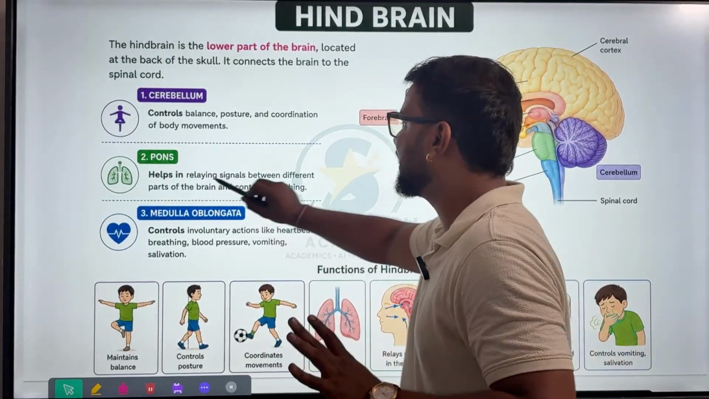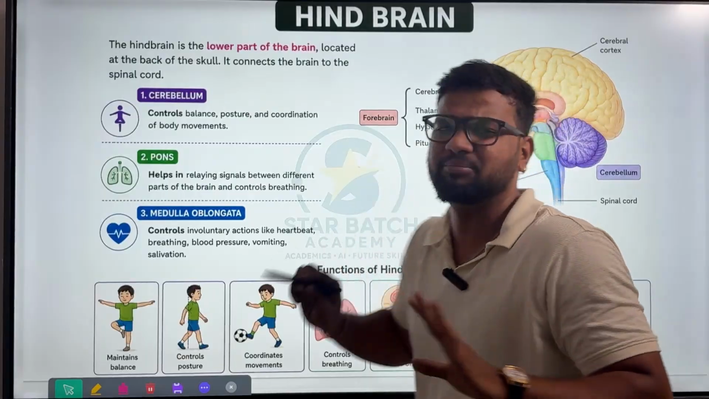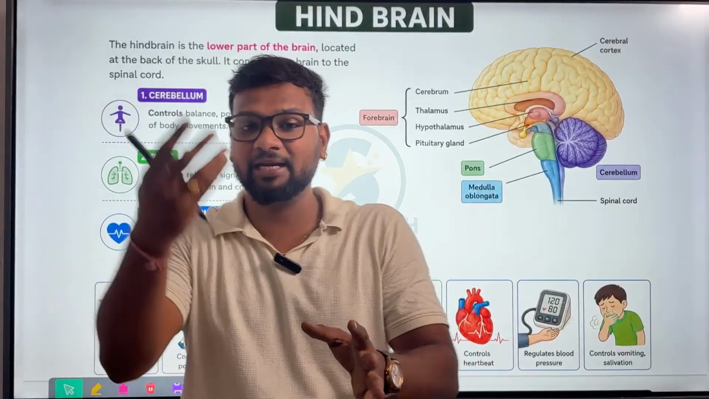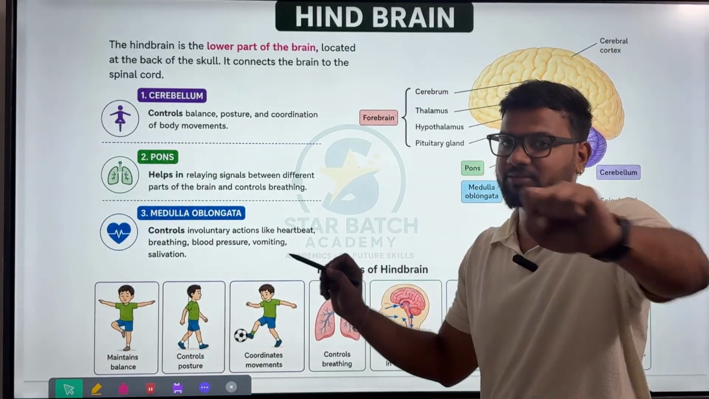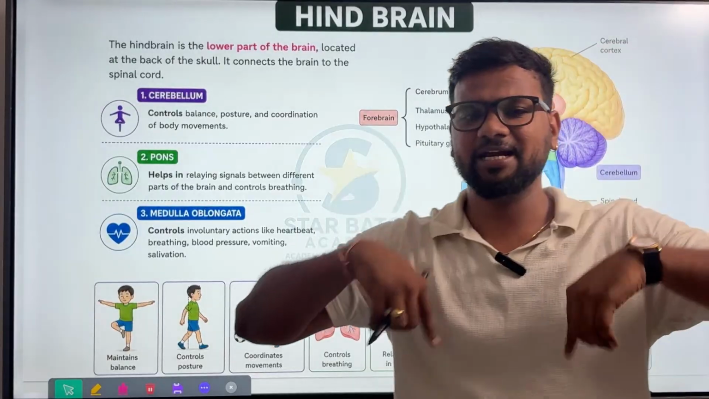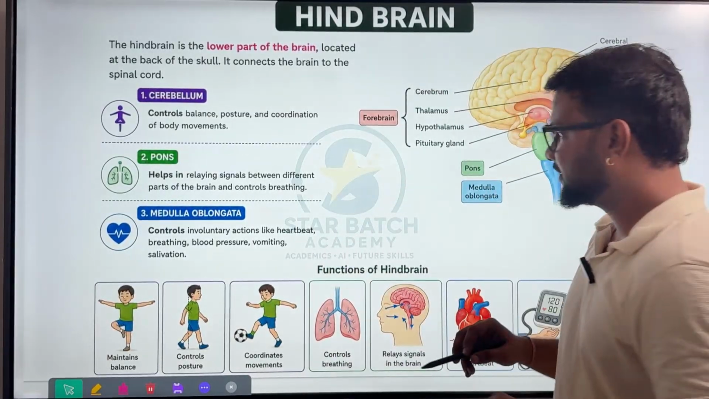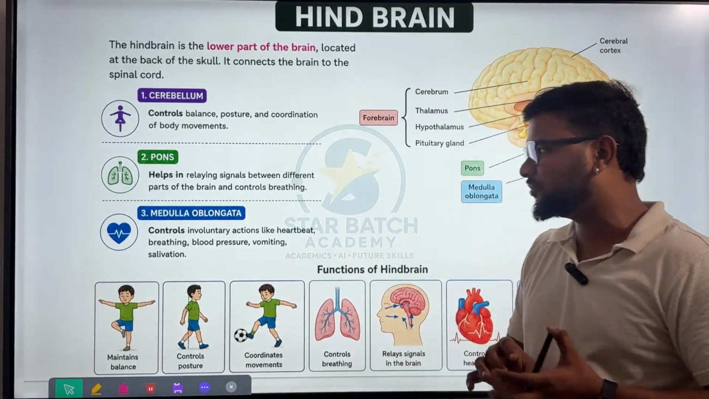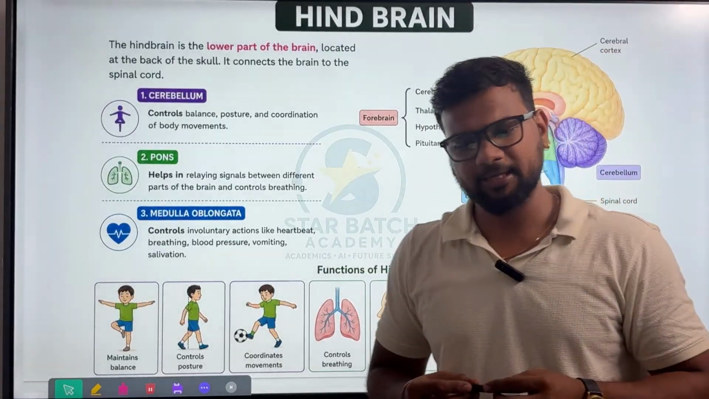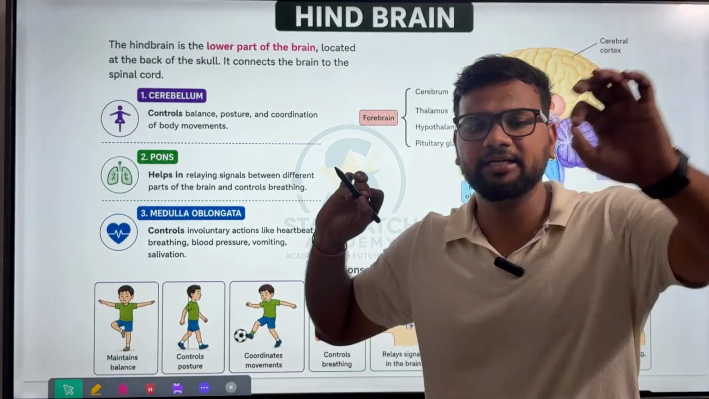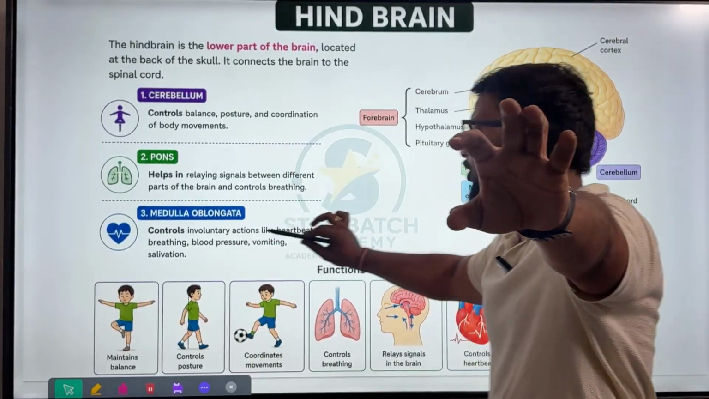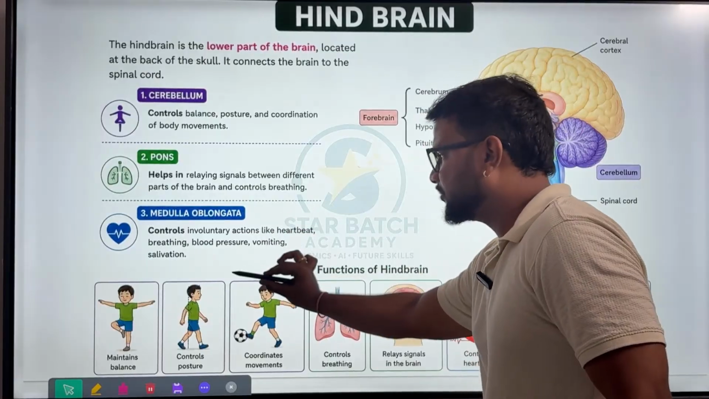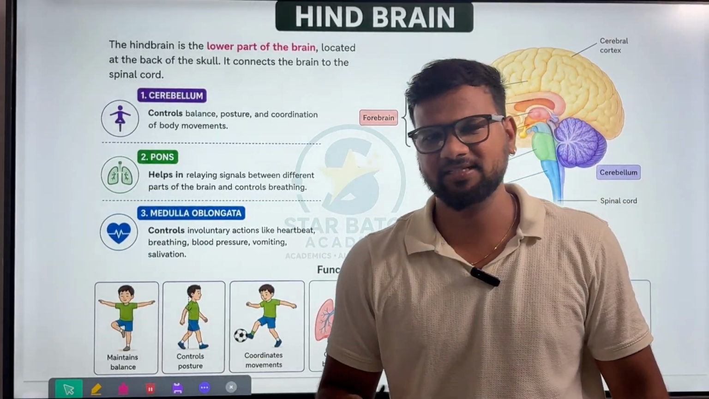Pons means helping in relaying signals between the different parts of the brain and controlling the breathing. Pons actually relays between different parts of the brain, I'm so sorry, and controls the breathing. It actually controls the breathing. And medulla oblongata controls involuntary actions like heartbeat, breathing, blood pressure, vomiting, salivation. ठीक है? Medulla oblongata, what exactly it is doing? Controls involuntary action like heartbeat, okay, and breathing, blood pressure, and vomiting and salivation.